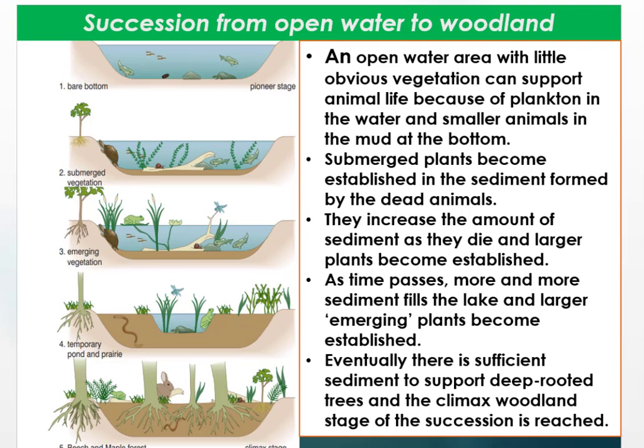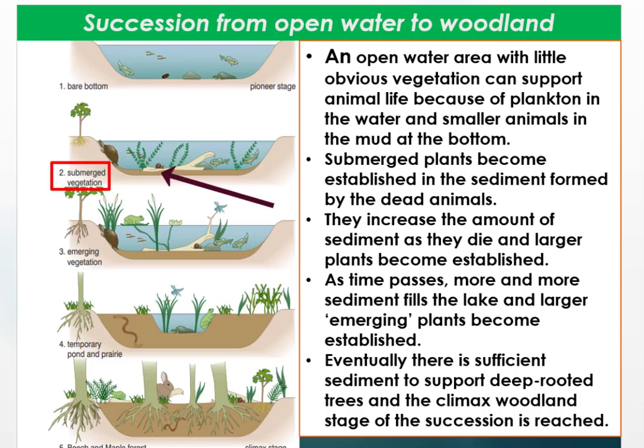The open water area may have few organisms apart from plankton, but how can this area change to a climax woodland ecosystem through succession, a series of abiotic and biotic changes? At the first stage, soil and dead organisms can be added to the open water by erosion and form sediment at the bottom layers of the open water.